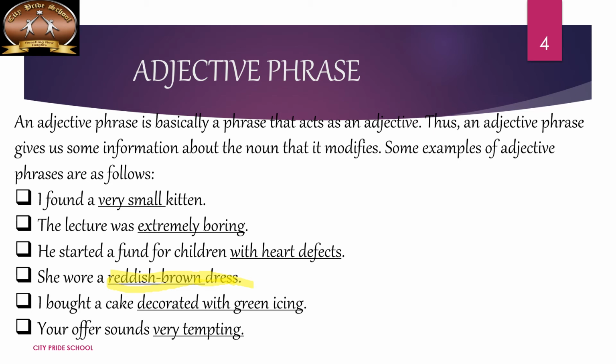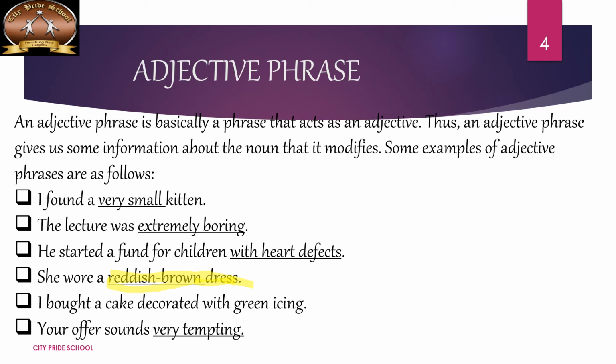So when a group of words is underlined and you are asked to find out whether it is a noun phrase or adjective phrase, remember, a noun phrase will always have a head noun, a noun in it. Whereas in an adjective phrase, you will not have any noun. It will be only adjectives. Next example, let us see. I bought a cake decorated with green icing. What kind of cake? Decorated with green icing.